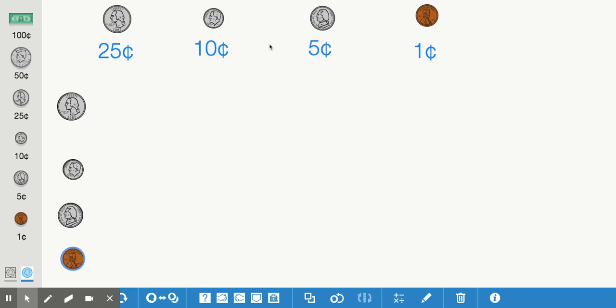And also to be able to use the appropriate notation, so that they know that this symbol here represents cents and that we would be placing this after the numerical amount. So 25 cents would be written as 25 and then the cent notation.